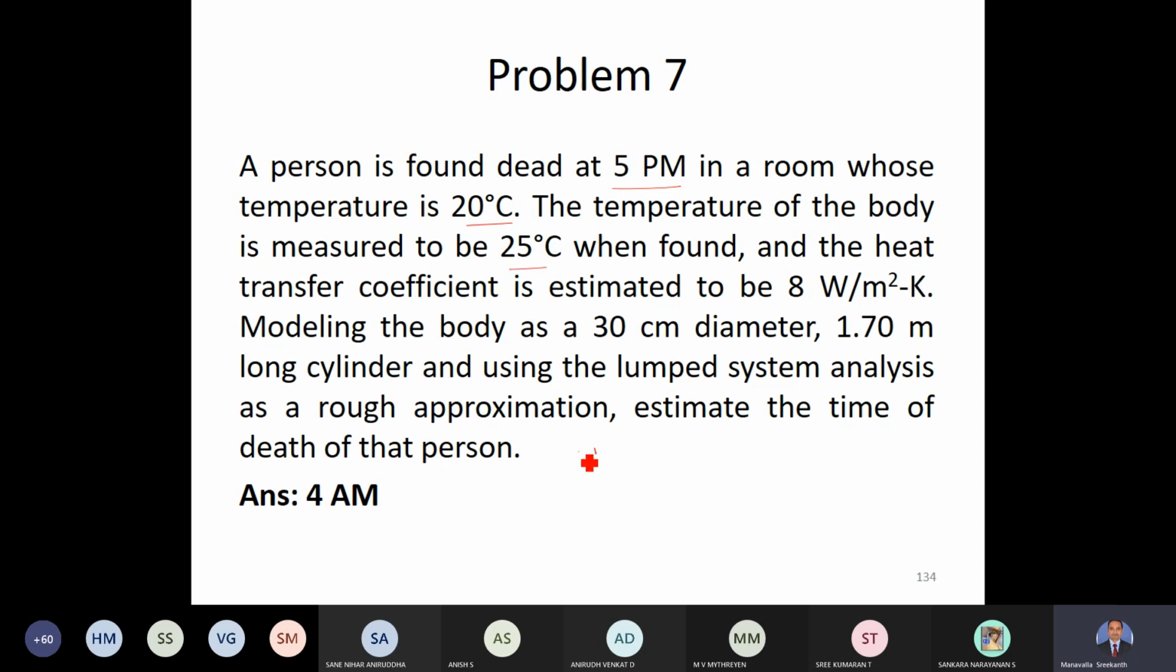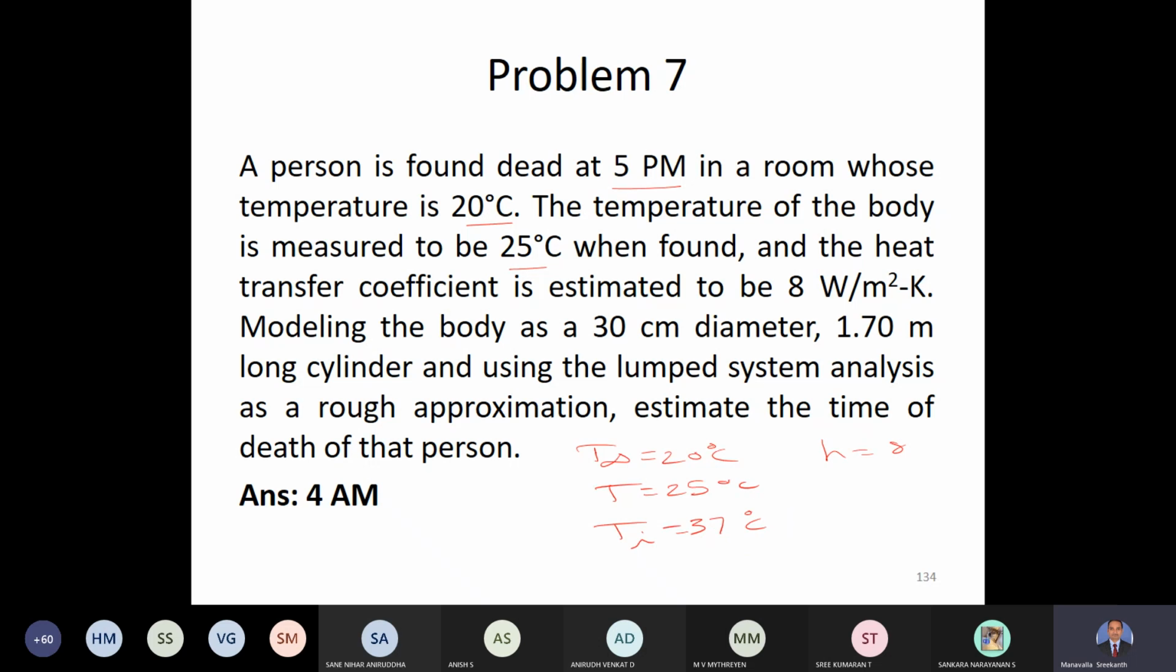So we have here T infinity is 20 Celsius, T is 25 degrees Celsius, when found, and the heat transfer coefficient is estimated to be 8 watt. H is equal to 8, and other details are given. Now, what is the initial temperature? What is the initial temperature in this case? The initial temperature is the temperature at which this person was alive, and for a healthy body, the temperature is supposed to be about 37 degrees Celsius.